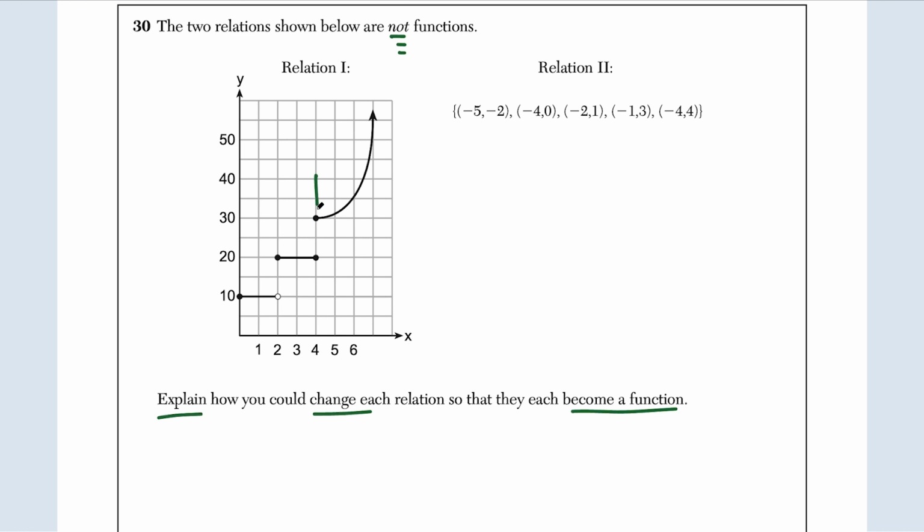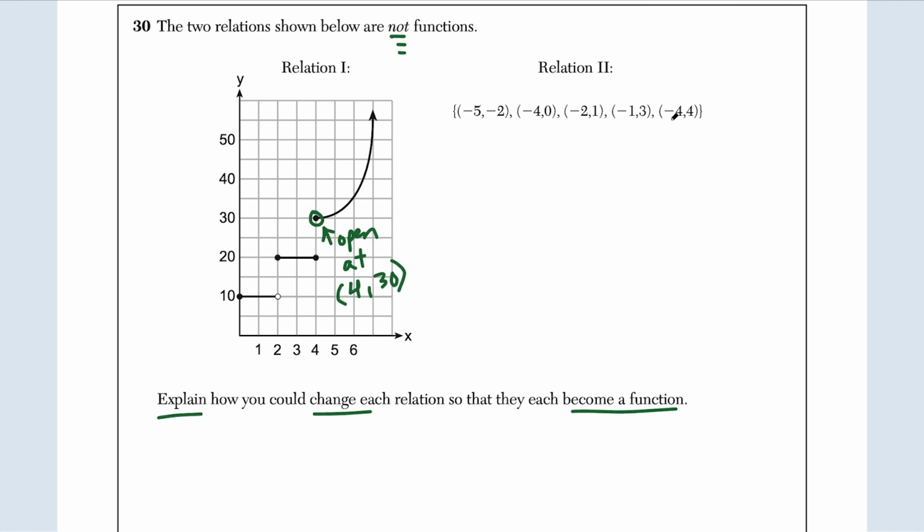Well, all we would have to do is open one of these points, or we could open both points. But let's say we open the graph here. So if we open the graph at (4, 3), then this would pass the vertical line test, because when the vertical line passes through here, it's technically not hitting the graph if we have an open circle here. So that would fix relation 1.